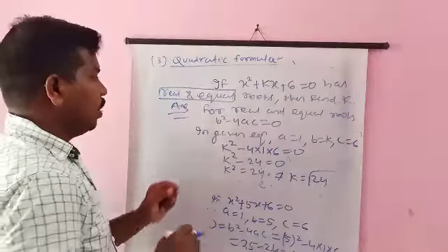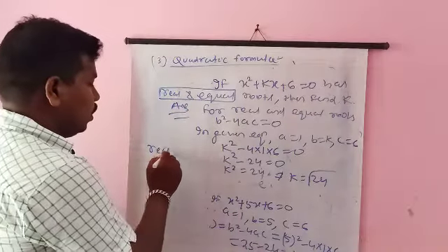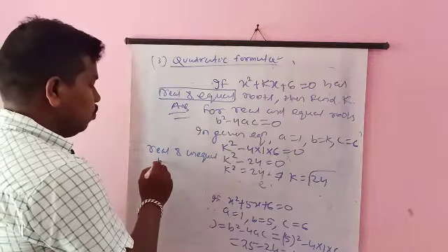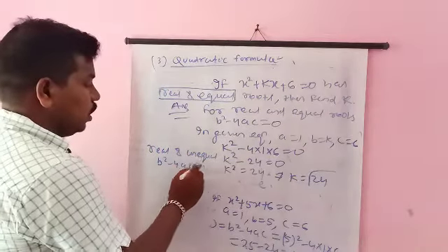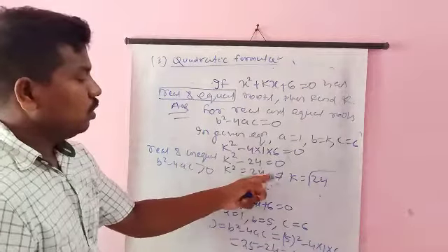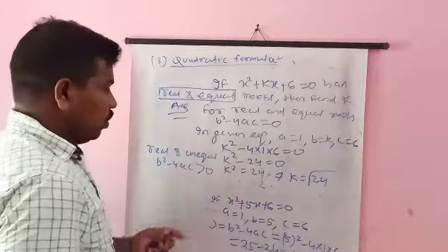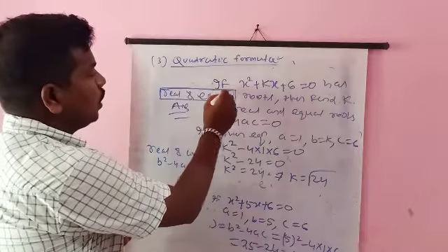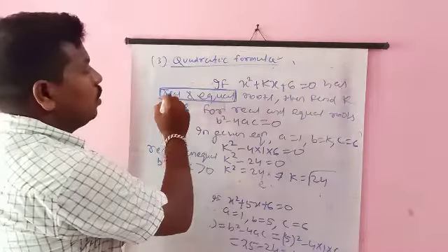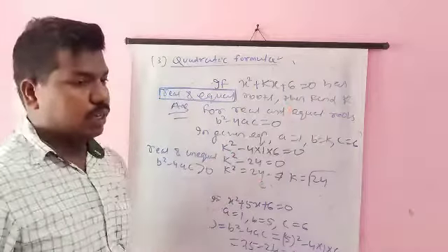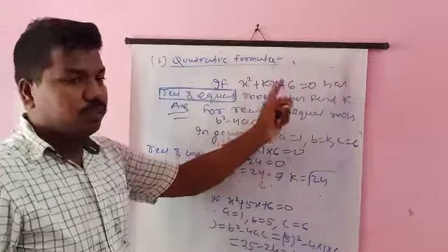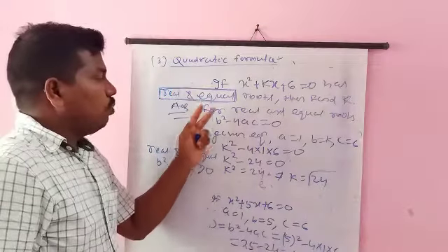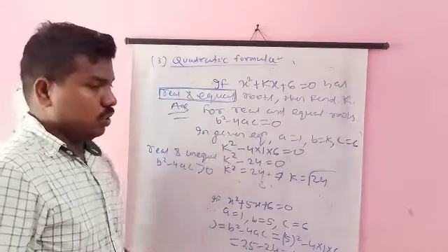If it is given that real and unequal, we put b square minus 4ac greater than 0. That means here k is greater than root over 24. So in this way, in the given question, we first check what condition is given to find the value of any constant, either k, lambda or p, or something else. According to the condition, we have to apply it here.